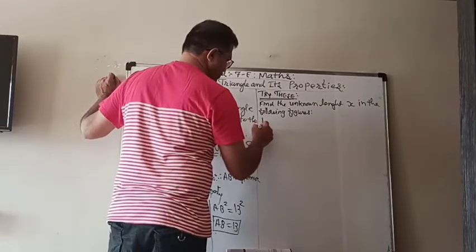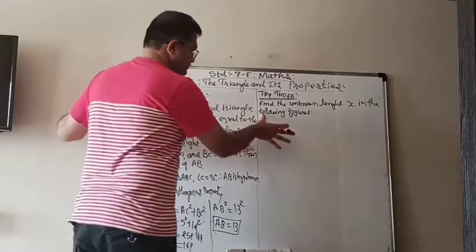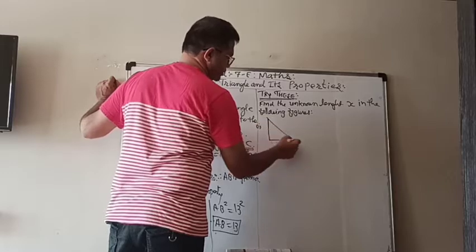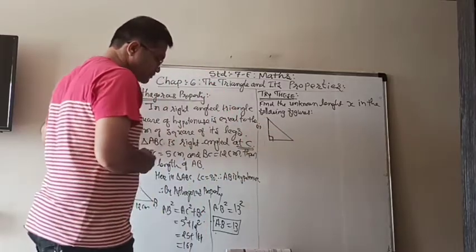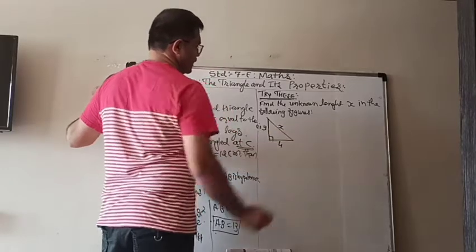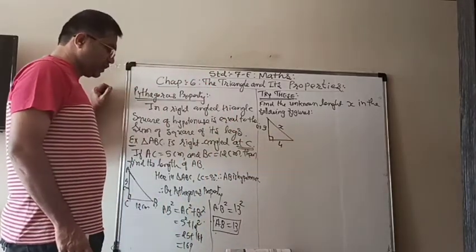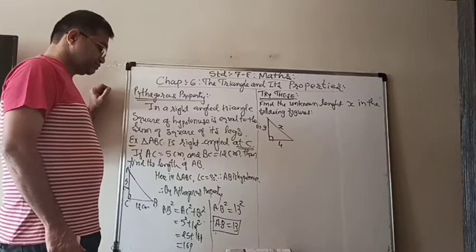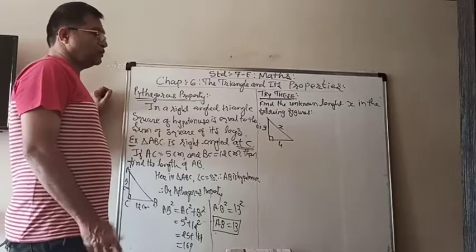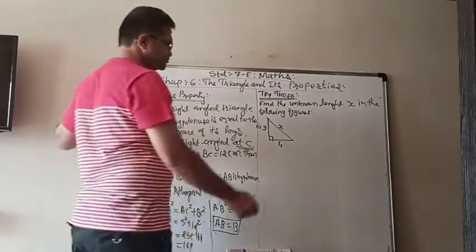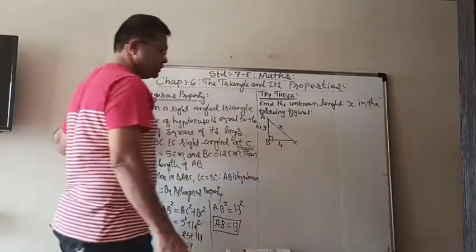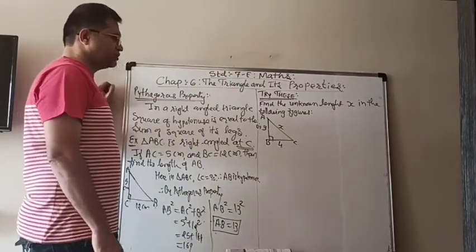So let's do the first one. Here a right angle triangle is given, and 3 and 4 are given, and we have to find the value of x, that is the hypotenuse. So we have to use the Pythagoras property. You can give the name also to the triangle if you want to, or directly also.